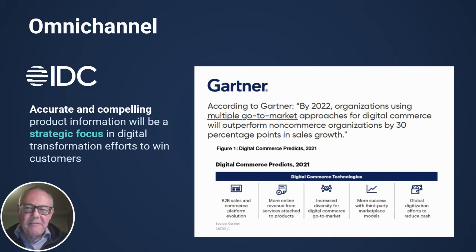We increasingly live in an omni-channel environment. And accurate and compelling product information is going to be central to any strategic approach or digital transformation that you may be undergoing. And this will lead to differentiation over time. Indeed, product information and its labeling has become a central part of selling a product through digital interfaces.